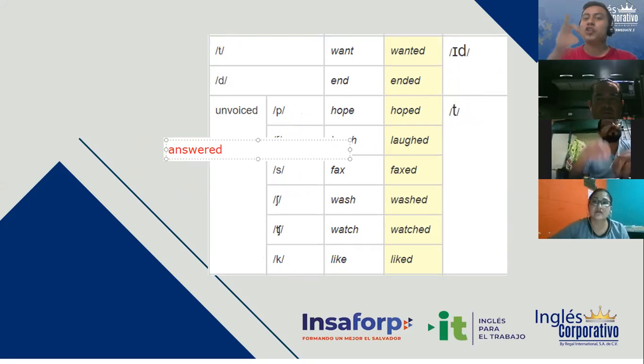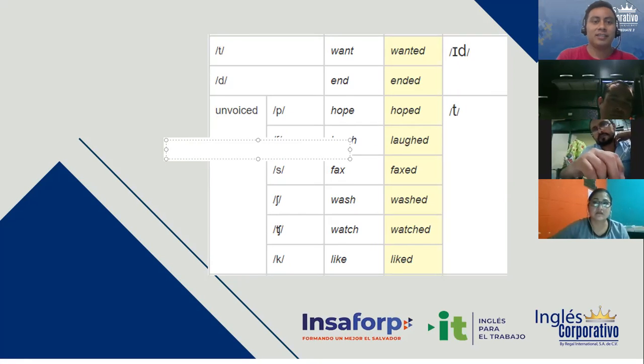The answered. We don't say answered with a T. No, it's like this sound, like delta. Answered, answered. Good. So why do we say D? Because the last sound is R and it's not listed here. Okay. So let me give you some other examples.